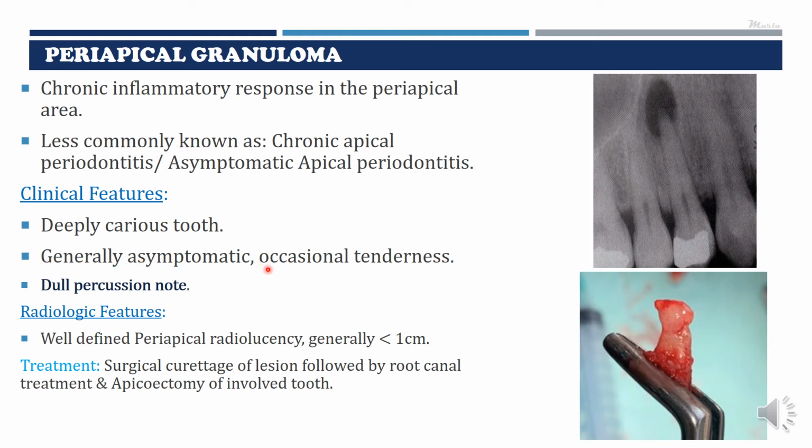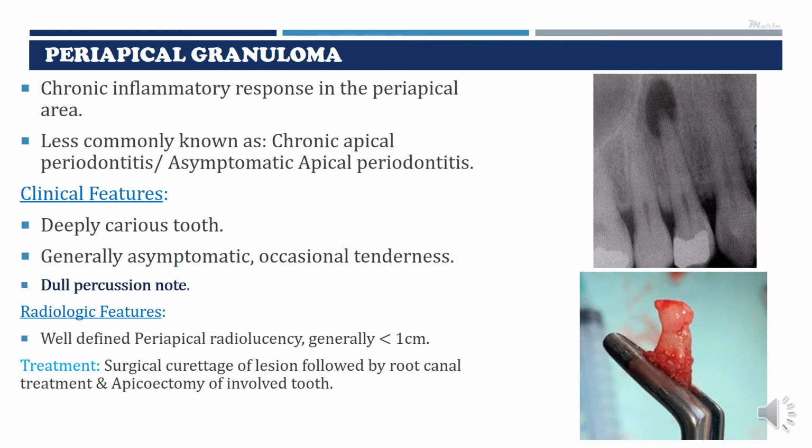The patient may not always complain of tenderness on percussion for the tooth, so the pain may be only occasional. When a percussion test is done, it gives a characteristic dull percussion note. Please keep in mind this point. In case of periapical granuloma, the percussion test will reveal a dull percussion note. A normal tooth will have a metallic sound. Infected periapical inflammation will generally result in pain and tenderness on percussion.